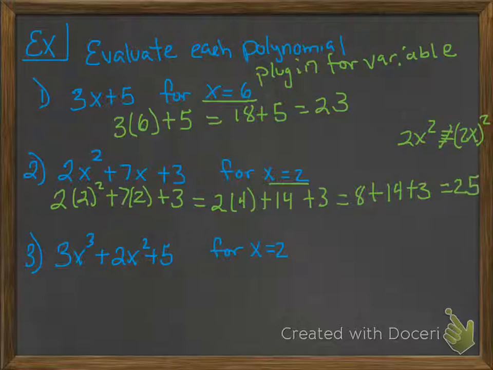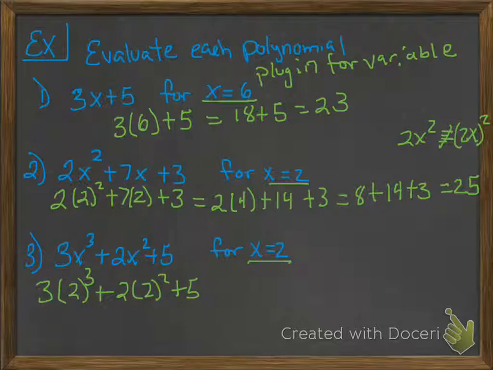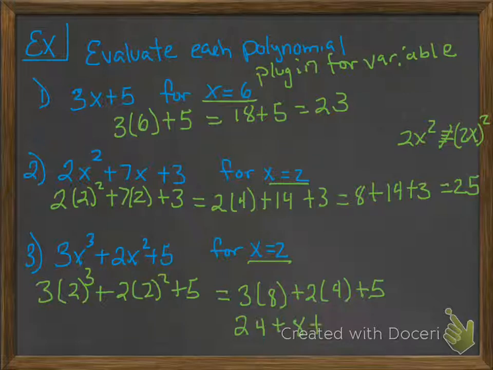Alright, let's do this one more time here. We're going to get 3 times 2 cubed, because I have that 2 right there, plus 2 squared plus 5. That's equal to 3 times 8 plus 2 times 2 squared, which is 4, plus 5. 3 times 8 is 24, plus 8 plus 5. So that's really going to be 24 plus 13, which is equal to 37.